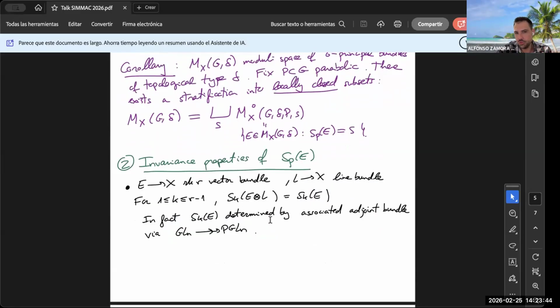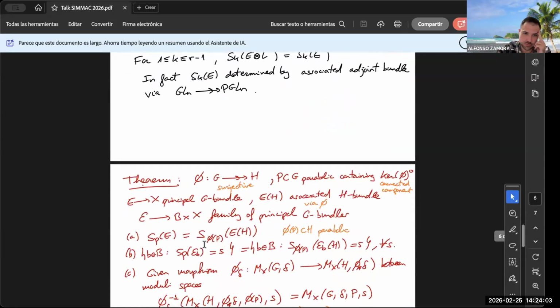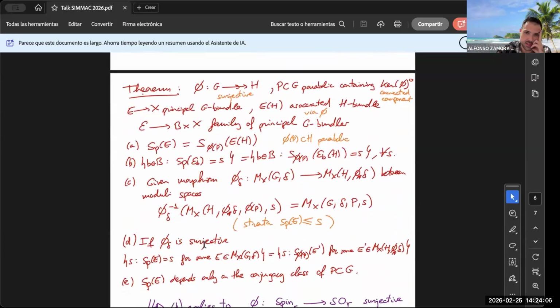In fact, this can be understood in a more general sense because this Segre function is determined by the associated adjoint bundle via the surjective homomorphism from GLN to its adjoint bundle, which is PGLN. So this is more or less the situation we encounter in the general G situation. And then we have this bunch of results exploring that situation.